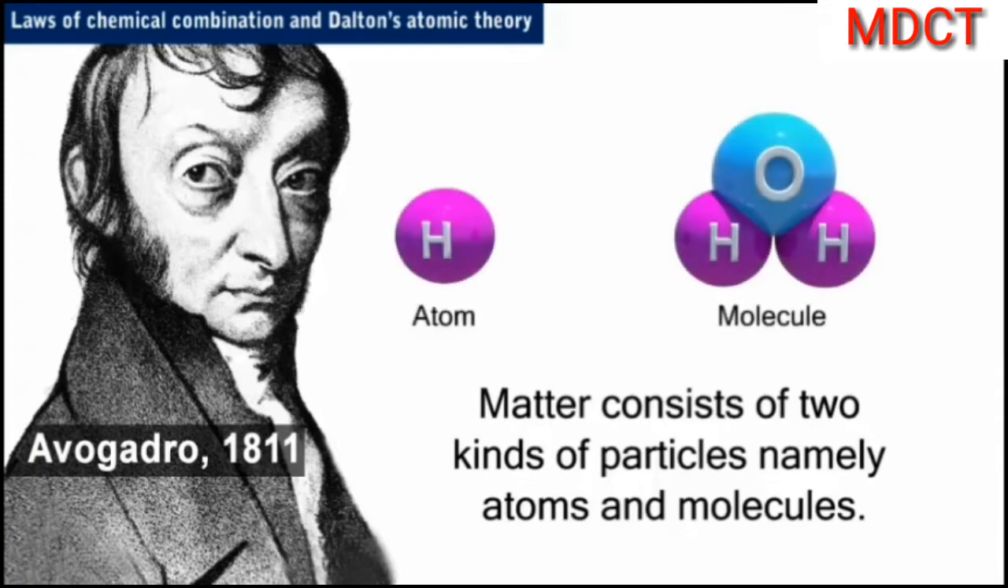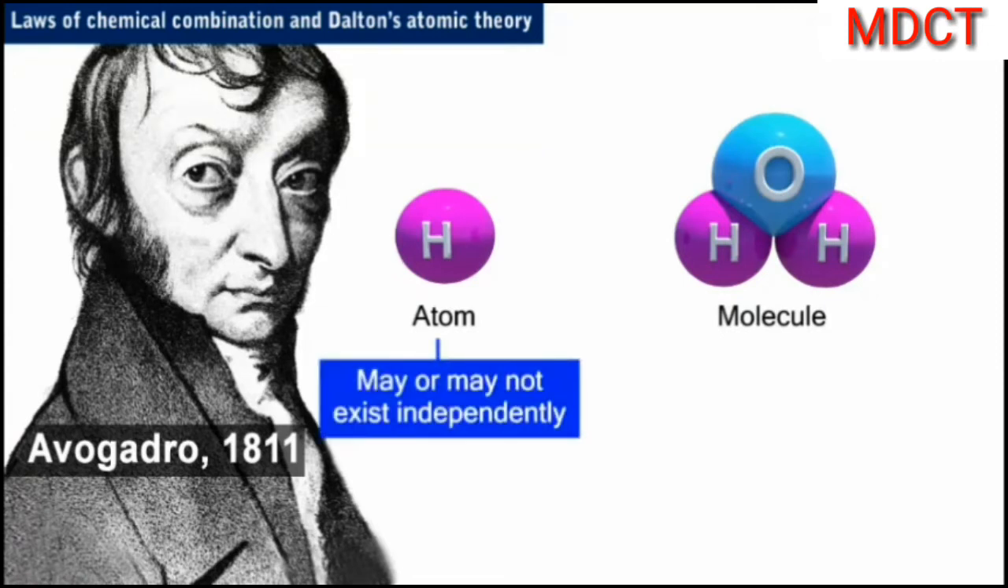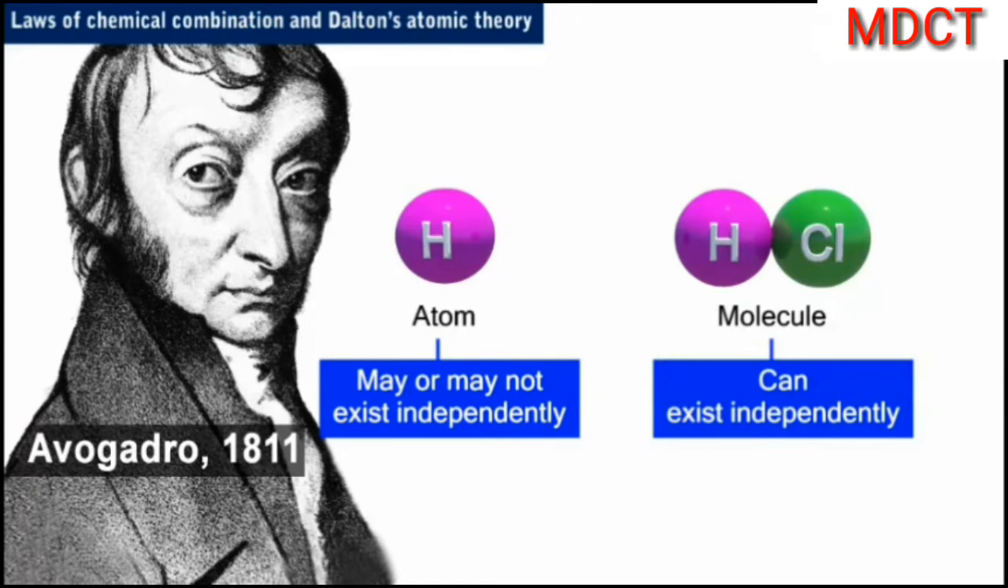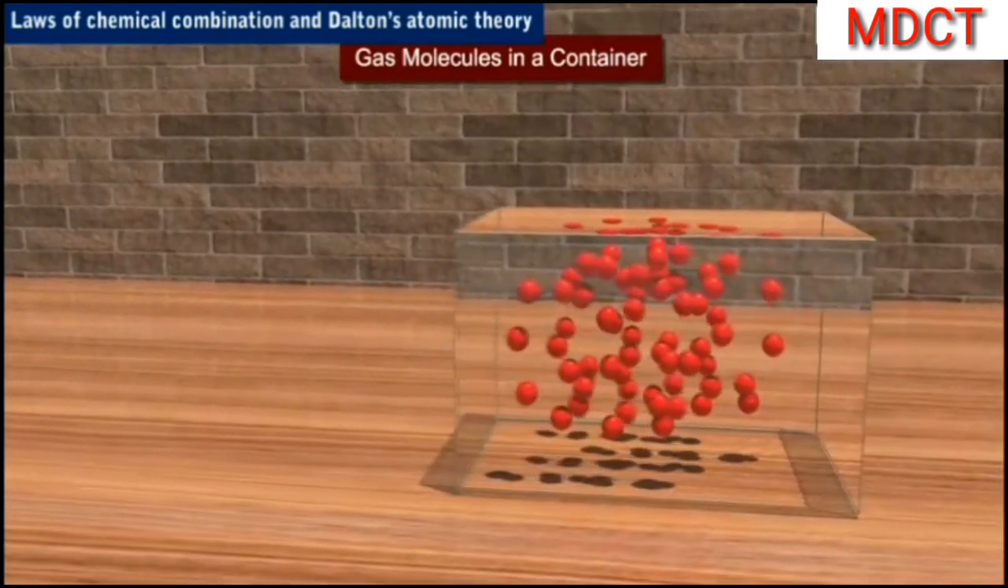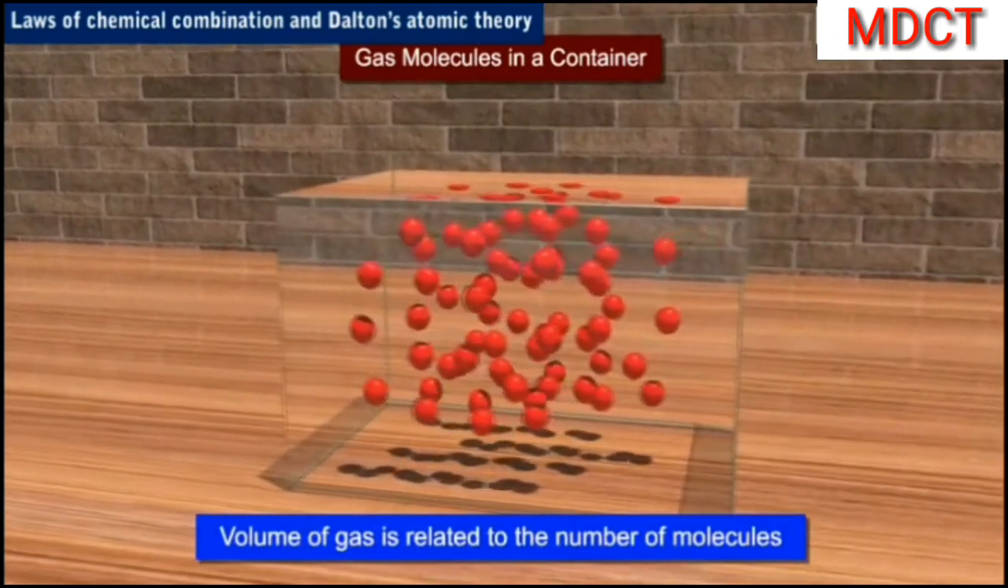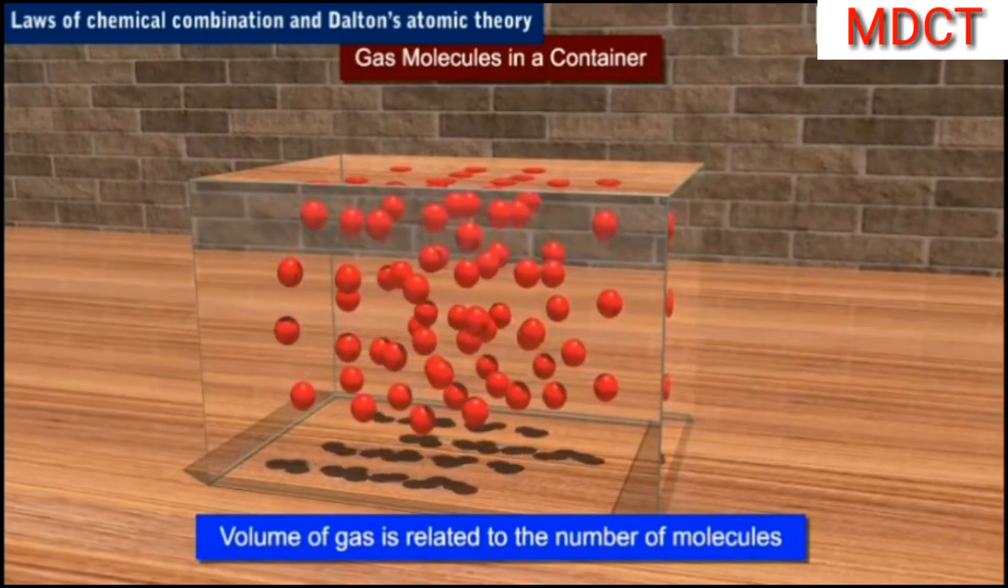namely atoms and molecules. He defined atom as the smallest part of an element, which can take part in a chemical reaction and may or may not be capable of independent existence. A molecule is the smallest part of an element or compound which is capable of independent existence. He concluded that since the smallest particle of a gas which can exist independently is a molecule, the volume of gas must be related to the number of molecules.